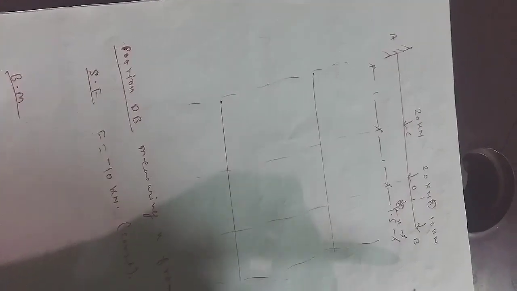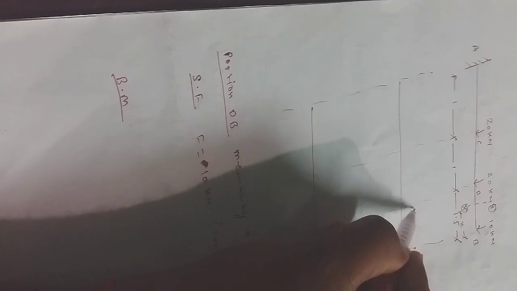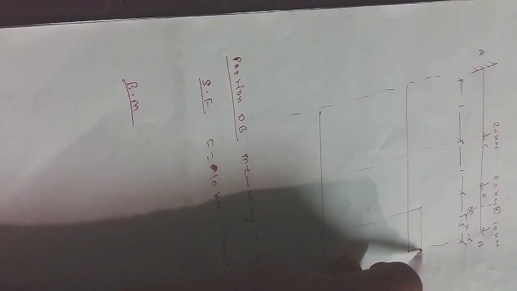We will make a section in portion DB. See, XX is the section, measuring from the free end B, portion DB, measuring X from B. The shear force here will be 10 kilonewton, a constant force. Sign convention: we know that left up, right down is positive. It is right down from the section, so it is positive shear force. So F equals 10 kilonewton. The 10 kilonewton value will go constant for portion DB because there is no variable.